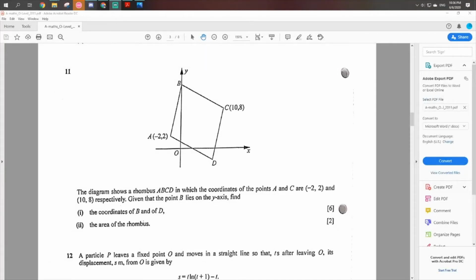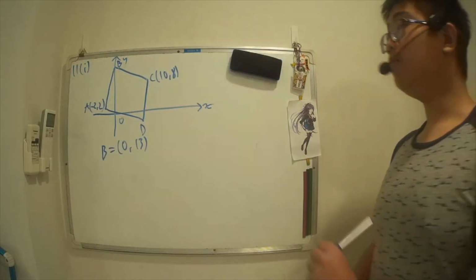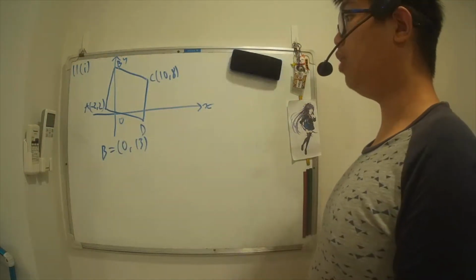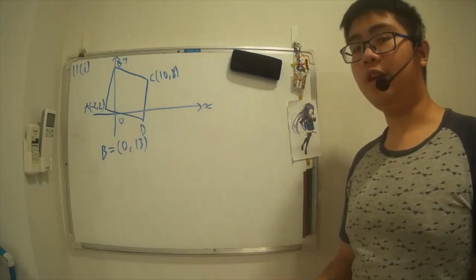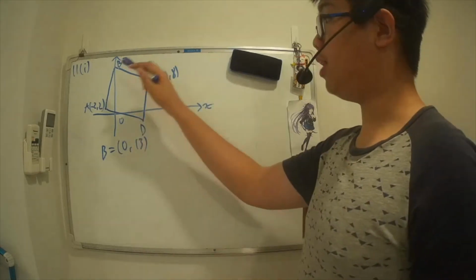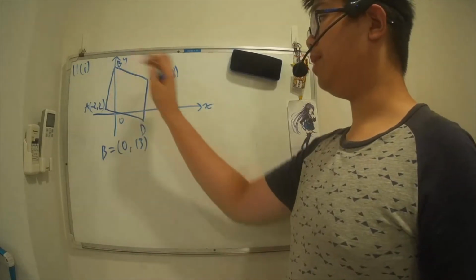Part 2 is just to find the area of the rhombus. That's very easy. Because it is a rhombus, I know that triangle ABC is equal to triangle ADC in terms of area, which means that twice the area of ABC will be the area of the rhombus. So I only need to consider points A, B, and C, for example.